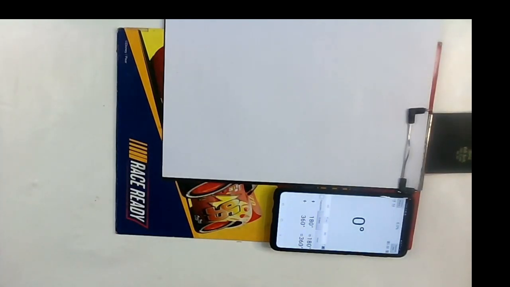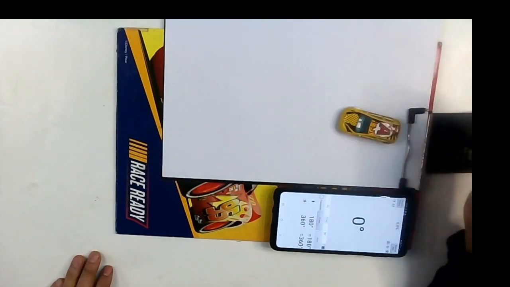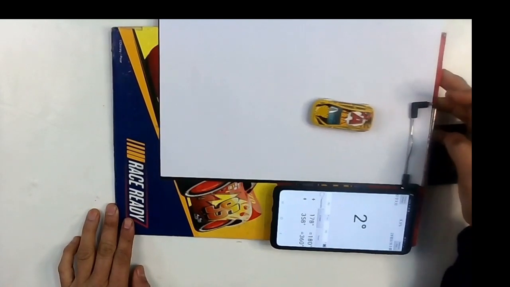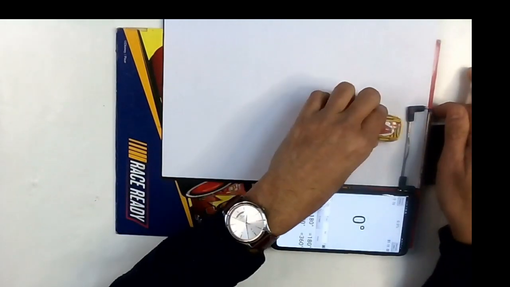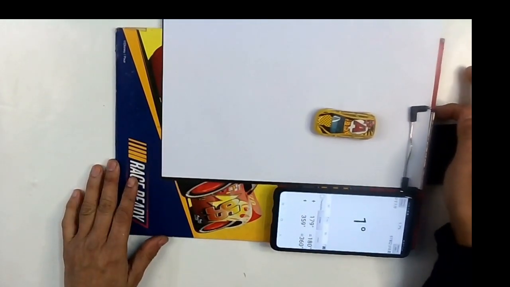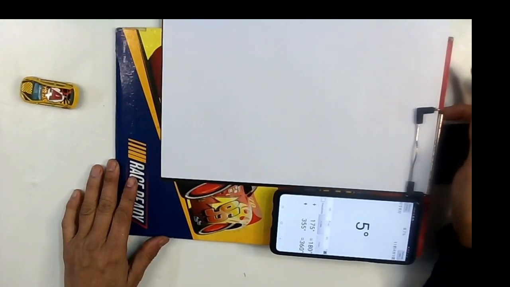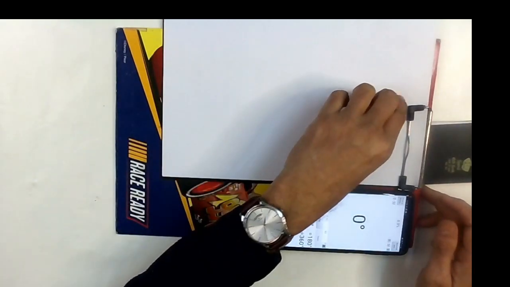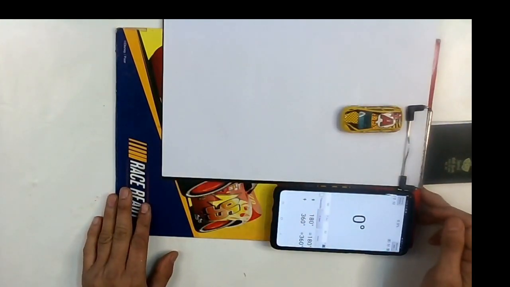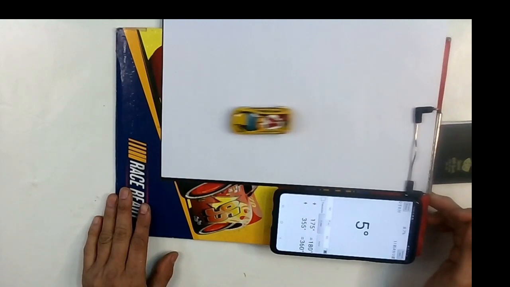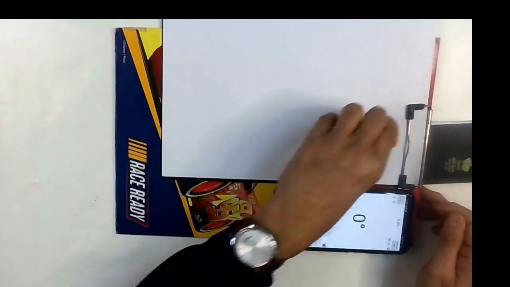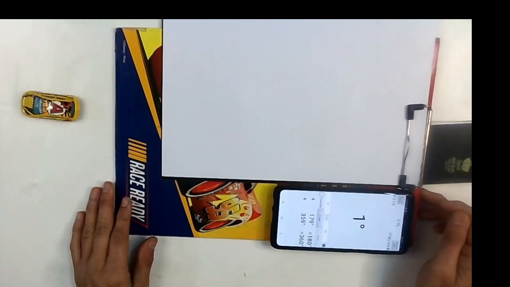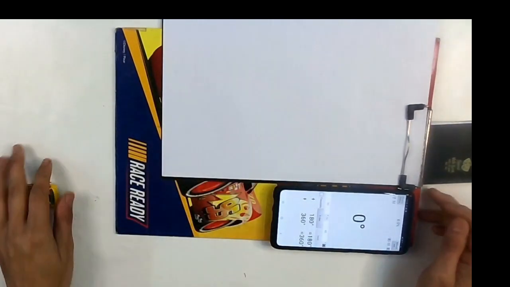The experiment is very simple. I take a car on a smooth surface and slowly lift it up until it starts moving. When it starts moving, I check the angle. This was 5 degree in one. We will take 3 readings so that a proper average comes, because sometimes there is some error. So more or less this is an average of 5 degree.